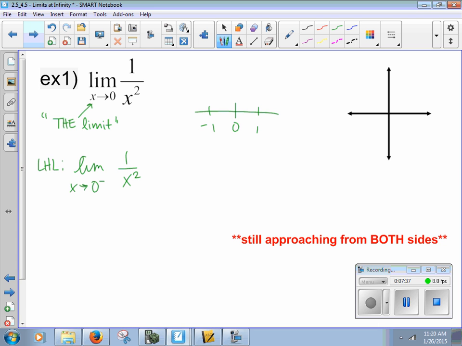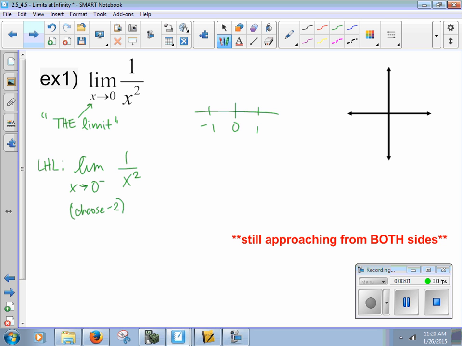Right? What's the easiest number to work with? 1. All right, if we're approaching from the left, what's going to be the easiest number to work with? Negative 1. If you wanted to work with negative 2 just to be on the safe side, then do it. Let's choose negative 2, just because. Doesn't matter.